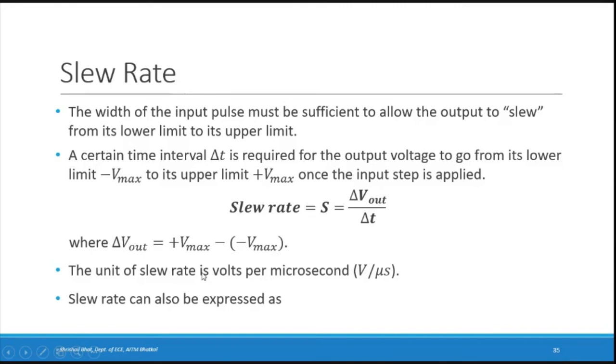Okay. So the unit of slew rate: the unit of voltage is volts, and time will normally be in microseconds. That's why the unit of slew rate is volts per microsecond.